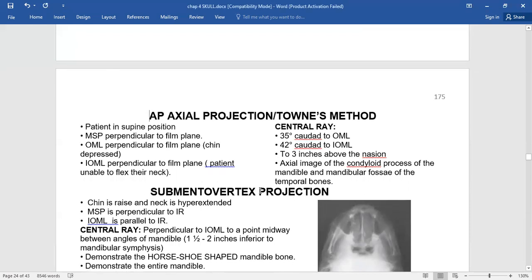So, central ray, 35 degrees caudad to OML. Pero if IOML naman, 43 degrees caudad to 3 inches above the nasion. So it demonstrates the axial image of the condyloid process of the mandible and mandibular fossa of the temporal bone.